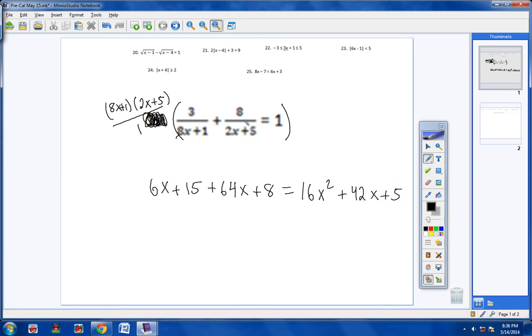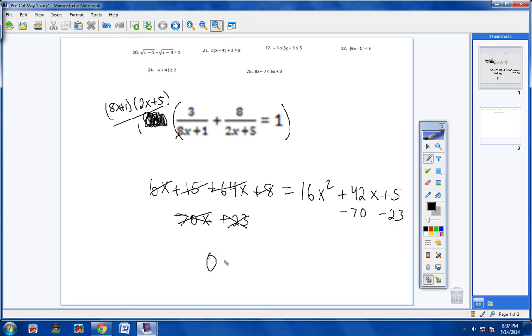Now, as soon as we did that step 1, we were able to eliminate all of our fractions. And now we should notice we have a quadratic equation. So I've got a 6x and a 64x. That's really 70x. I've got 15 and 8. That's really 23. Well, I'm going to bring these guys over and change their sign. I'm going to bring this 70 over and make it a negative 70. I'm going to bring this 23 over and make it a negative 23.